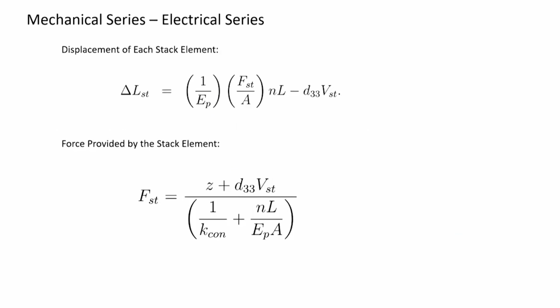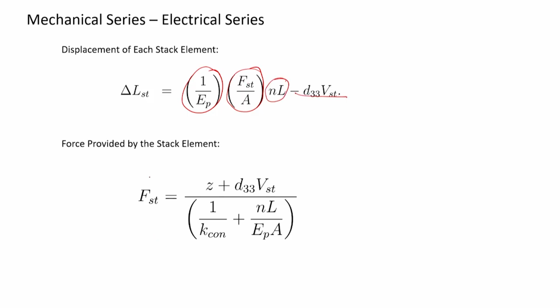Now, with that we can write down the equation again, that total deflection delta LST is 1 over EP, that is the compliance modulus I told you, times FST over A, that is the applied stress, and then N times L because it is in series, and then minus D33 VST.